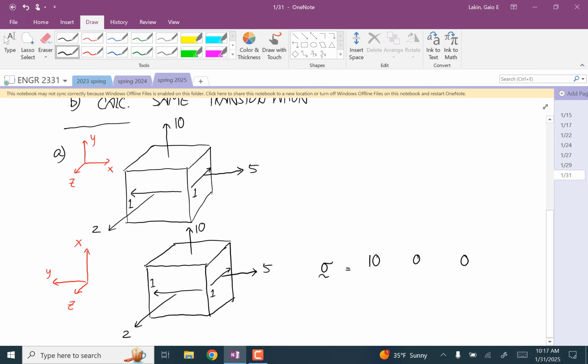Okay? So what's the y element? -5. -5. Are you with me on that? Because all you do is look at this. This is in the positive y direction. That means on the opposite face, it has to be in the negative y direction. So we have a -5 here. This one's 0. And then this is in the negative z direction, which means on the opposite face, it has to be in the positive z direction.